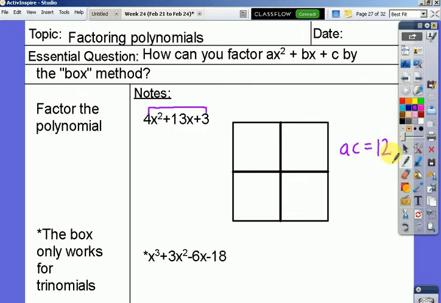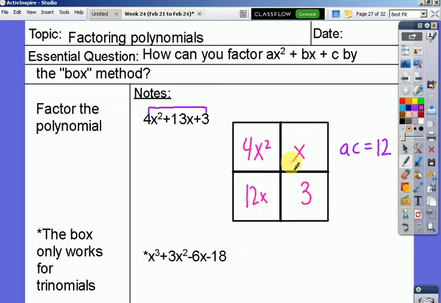All right, so this is what we're going to do. This is how you do this box method. In the upper left-hand corner, you're going to write 4x squared. In the bottom right-hand corner, you're going to write 3. And in these two boxes, you're still going to think of what multiplies to be 12 and adds to be 13, like last time, which we said was 12 and 1, right? So you can either put 12x here or 12x here, it doesn't matter. The busted B part is going to be in these two boxes, in whatever order you choose.